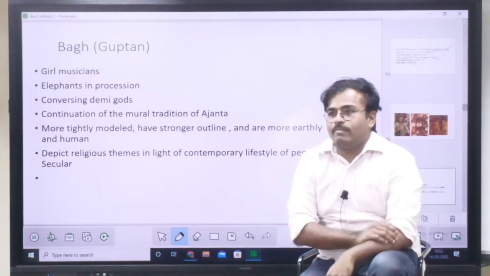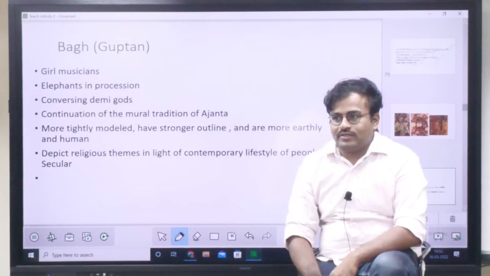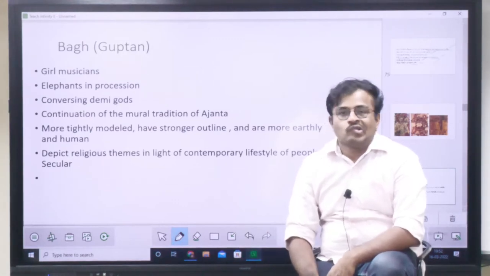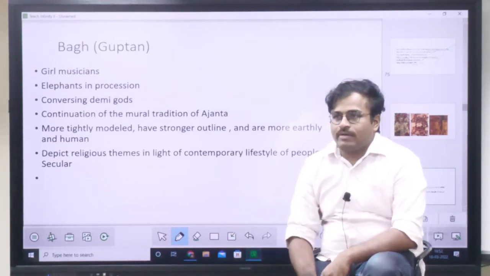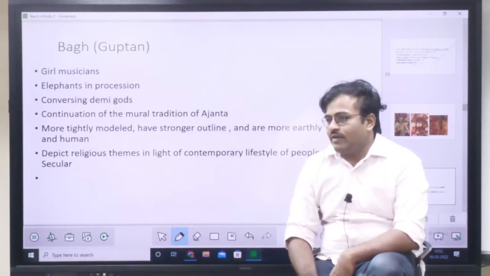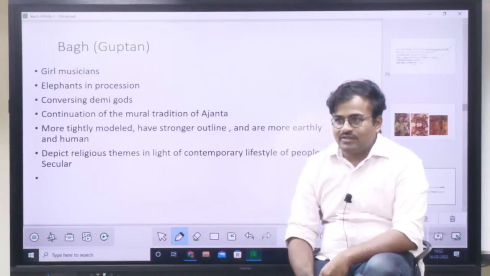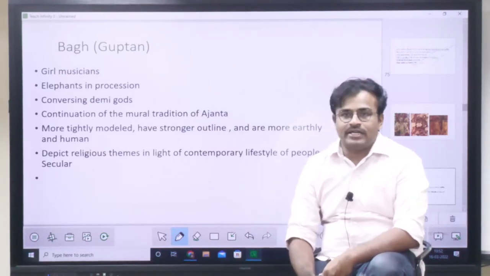Okay, the next prominent painting tradition is the Bagh painting tradition of the Guptas. From the Gupta period, Bagh painting tradition. Bagh is a place in Madhya Pradesh, very near the Udayagiri caves. You know the Udayagiri caves, the Varahamurti images? Very nearby to that, these paintings are there.